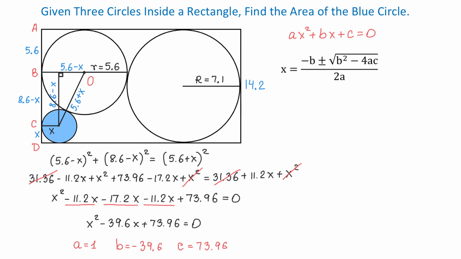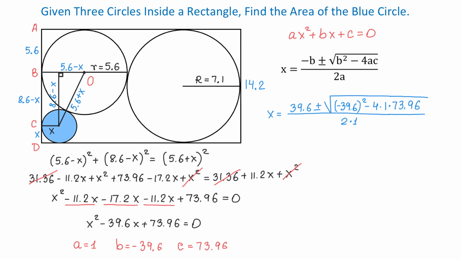Then if we replace these numbers in the formula, we will get x equals a fraction, then positive 39.6 plus or minus the square root, then inside we will have negative 39.6 squared minus 4 times 1 and times 73.96. Then in the denominator we will have 2 times 1. This equation has two solutions, and we will get the first solution by adding the square root, then the second solution by subtracting the square root.